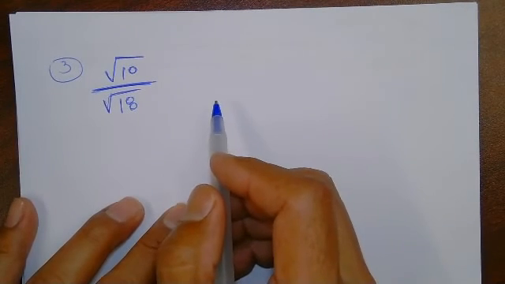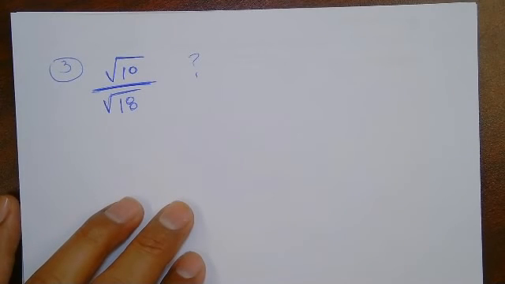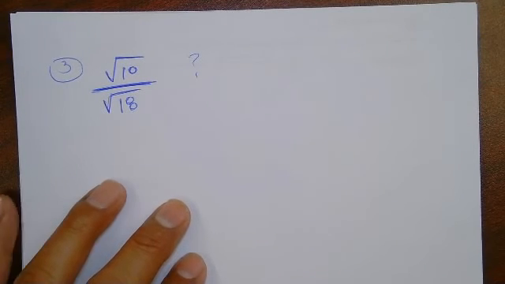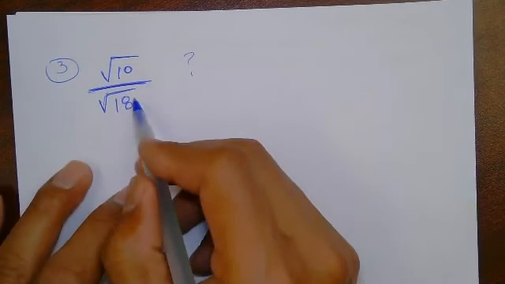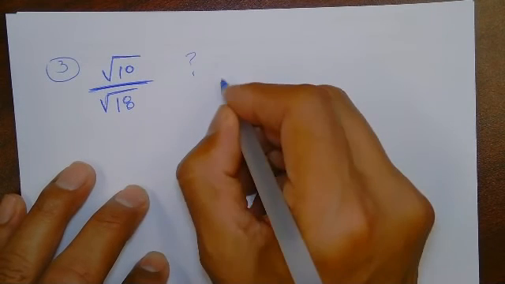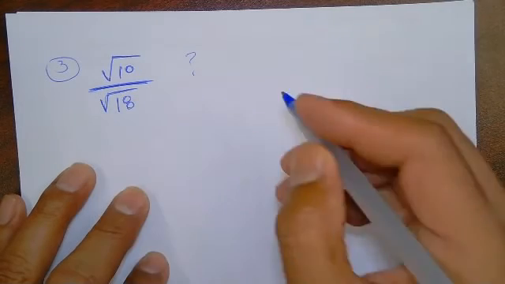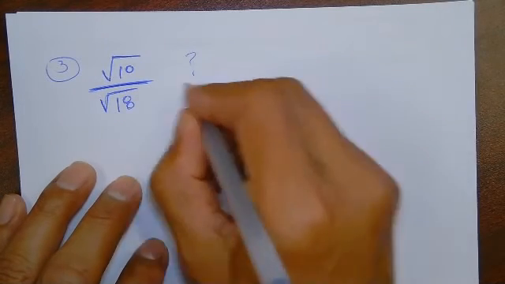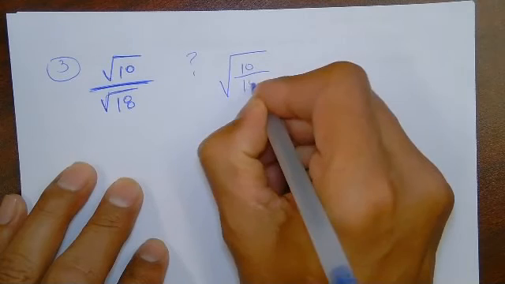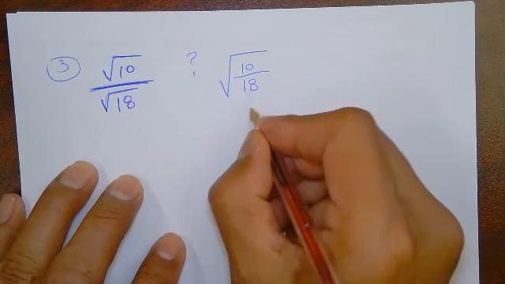Now, what's wrong with this one? None of them have a perfect square. Okay, this is what you're going to need to do for something like this. When none of them have a perfect square, you can write them, since they both have square roots, like this, and write the fraction under one big square root like that.